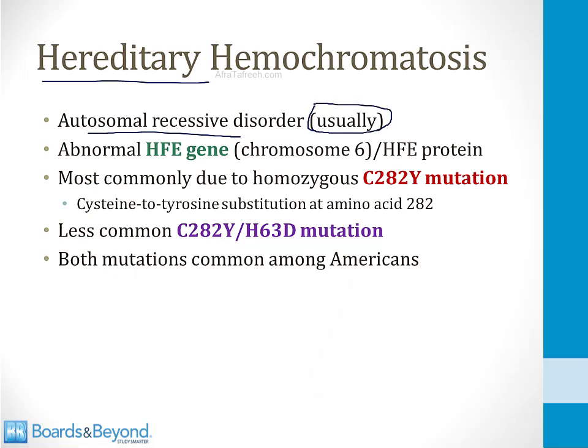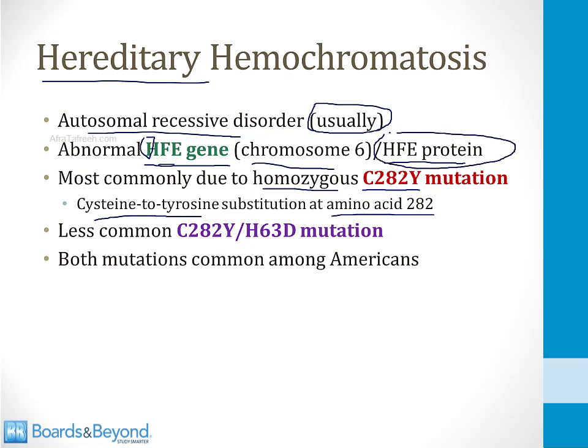It is caused by an abnormality in a gene called the HFE gene. The HFE gene gets its name because HFE stands for high iron, the H for high, the Fe for iron. The HFE gene is found on chromosome 6 and it codes for the HFE protein. Most commonly, hereditary hemochromatosis occurs because of a homozygous mutation of the HFE gene called C282Y. This mutation gets its name because it results in a cysteine to tyrosine substitution at amino acid 282 of the HFE protein. Less commonly, patients are heterozygotes.